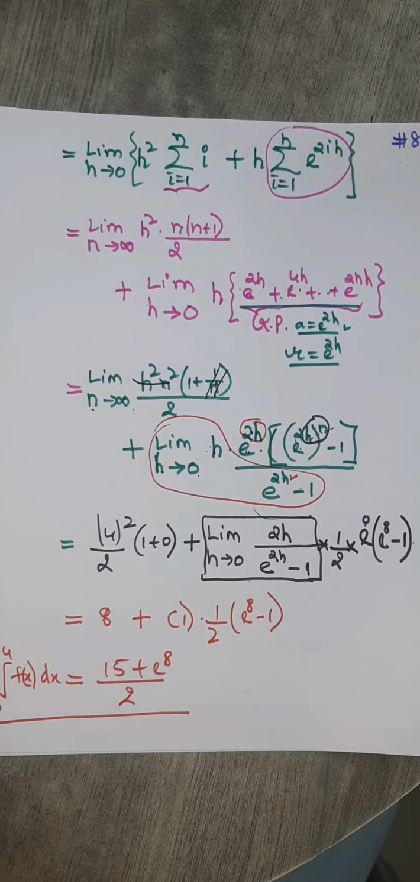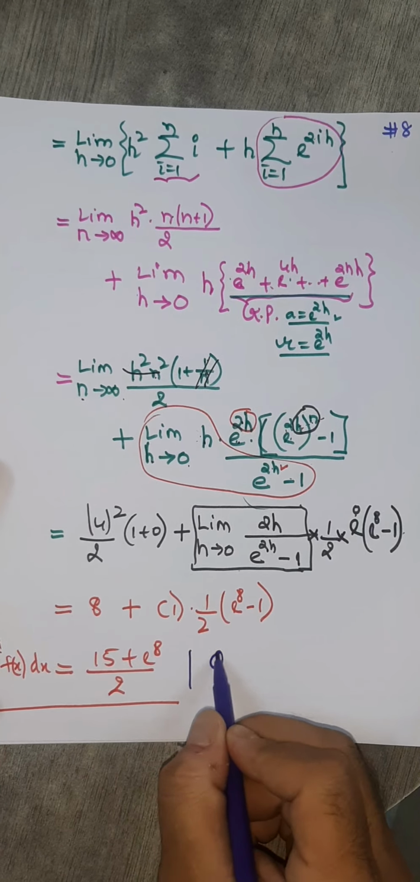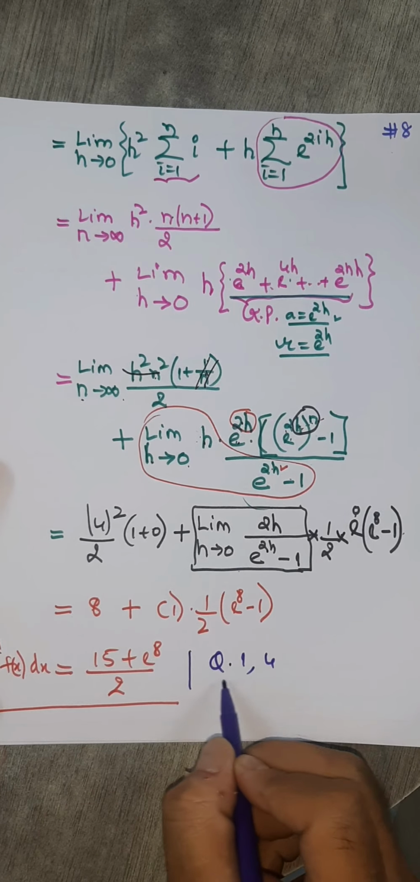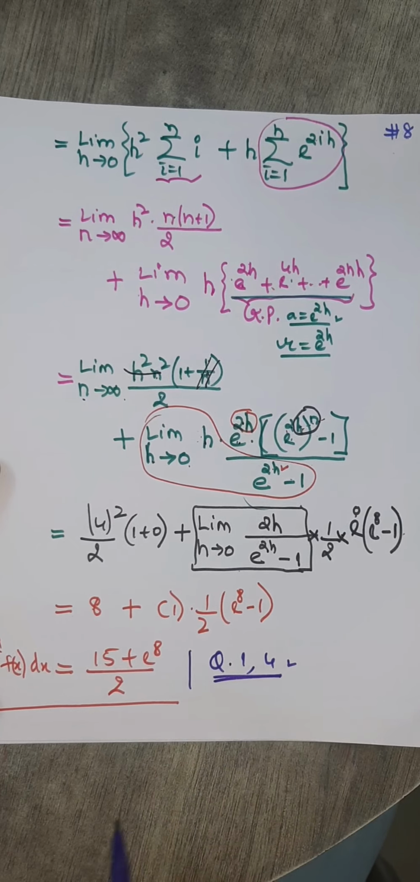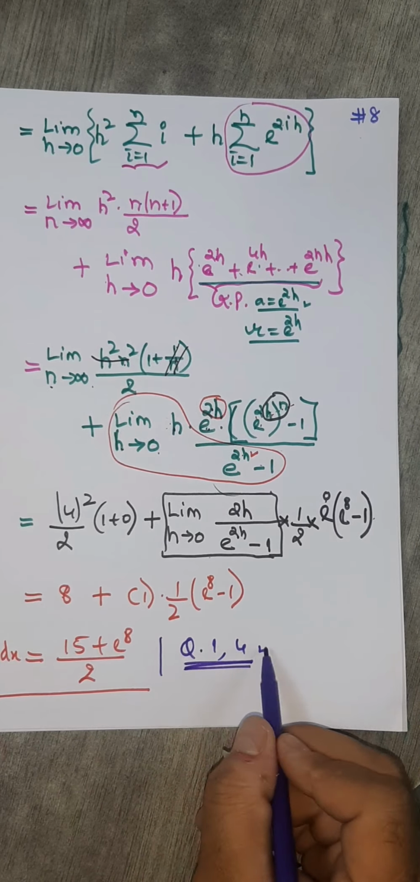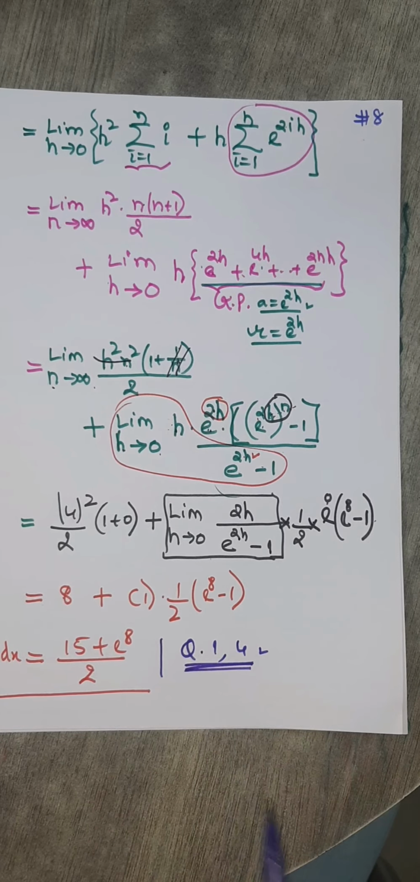Two questions are for you. Question number 1 and 4. First and fourth. These two questions are for you. Try this. Not difficult. Both are about polynomials, n tends to infinity.